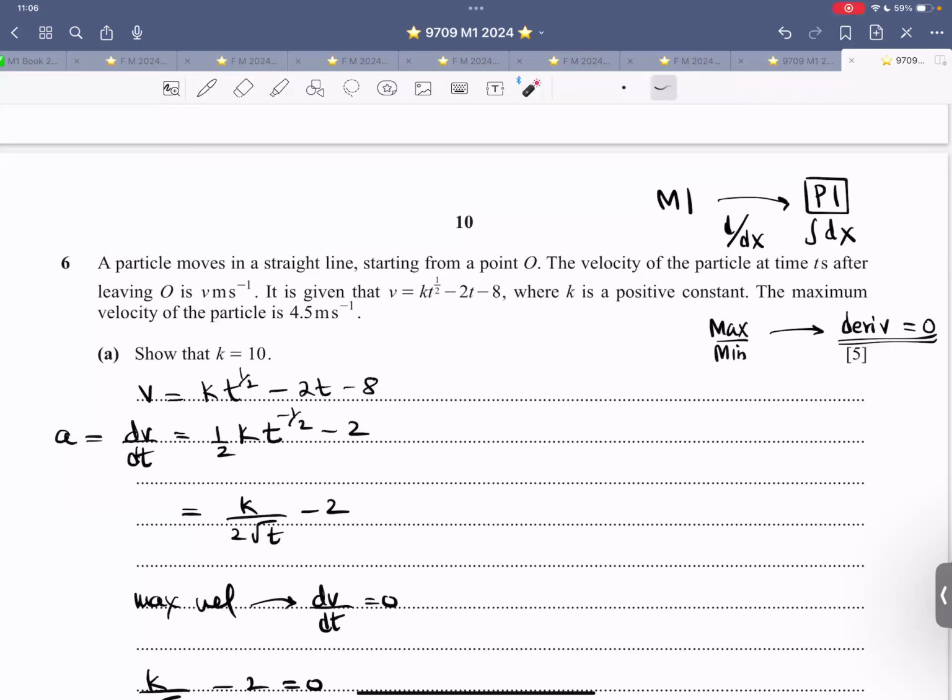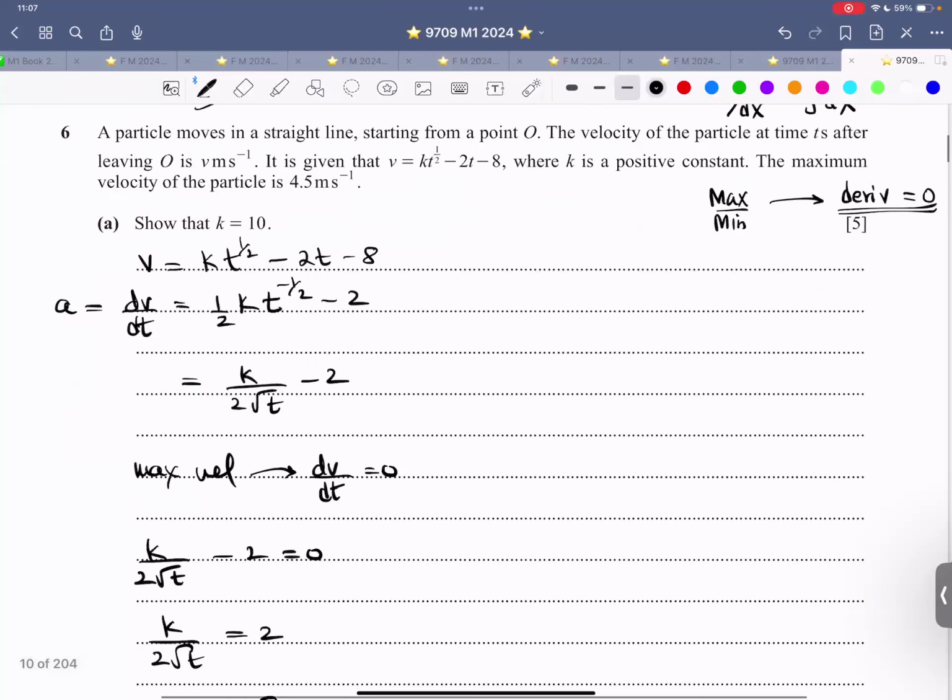Now it says a particle moves in a straight line starting from point O. The velocity of the particle at time t seconds after leaving O is v meters per second. This is the equation given, where k is a positive constant. The maximum velocity of the particle is 4.5. Show that k is equal to 10. Now, this was a slightly tricky question. Why? Because of the way the working is done. So now it says the first thing, v is given.